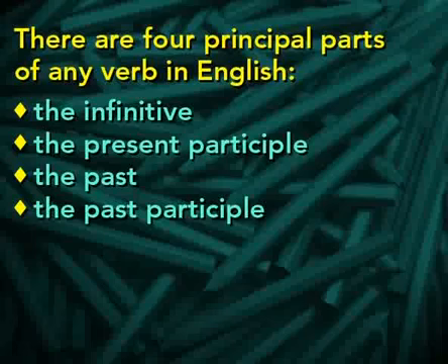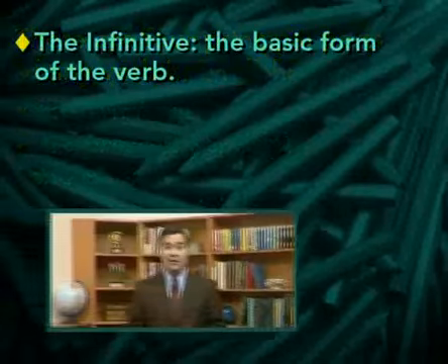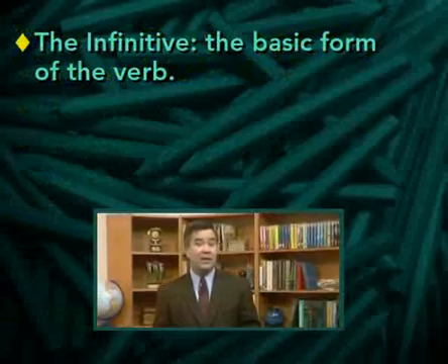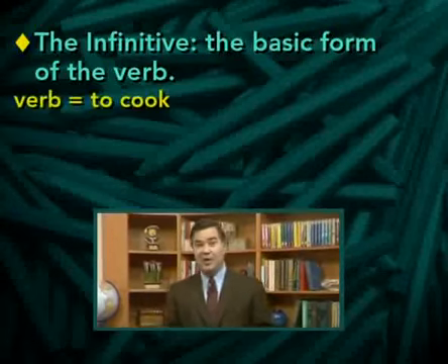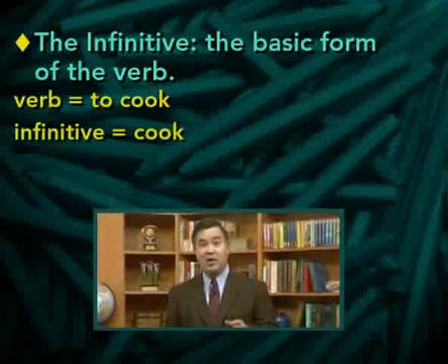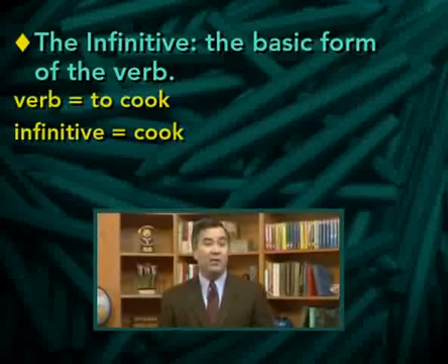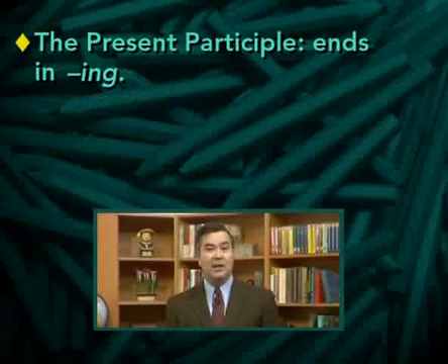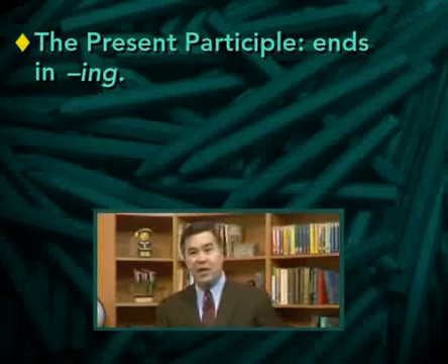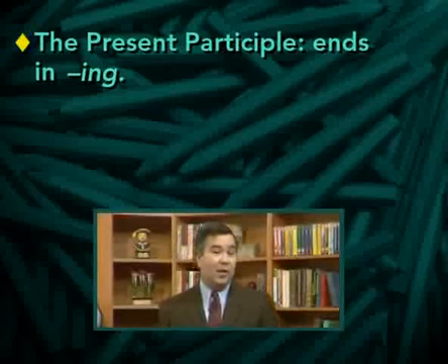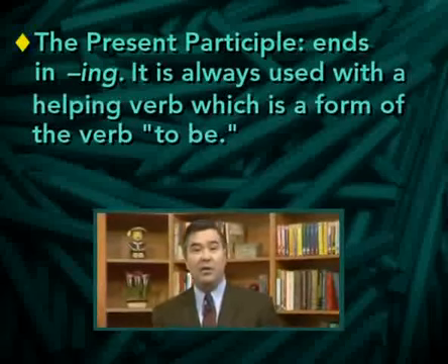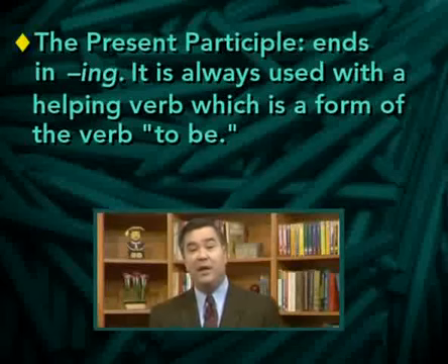Let's take a moment to look at each of these a bit more closely. First, the infinitive. The infinitive is the basic form of the verb. Take a verb like to cook. The infinitive is cook, and the basic form of the verb is the same, cook. The present participle ends in the letters ing. As you'll see, the present participle of any verb is always used with a helping verb, which is a form of the verb to be.